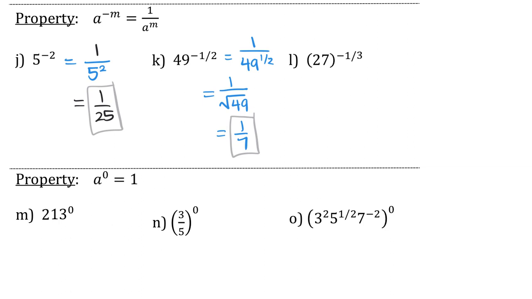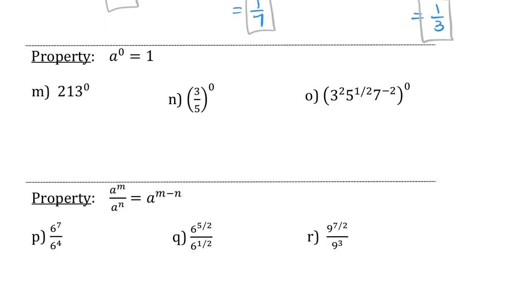Let's try the next one. 27 to the negative 1/3. Since it's a negative exponent, I can move it to the bottom now. Okay, if I do 27 to the 1/3, I'm doing the third root of 27. So I get 1 over 3.